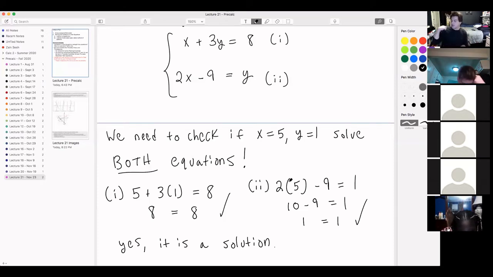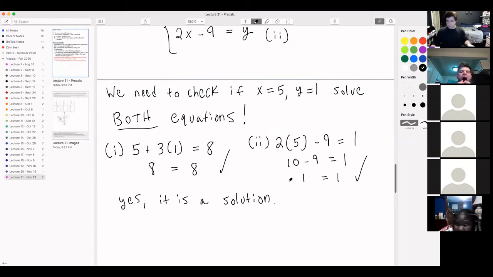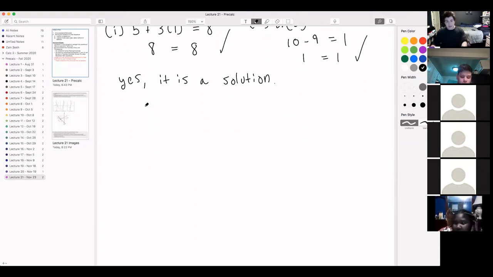Okay, good. Now we're gonna dive into, given a system, how can we find the solutions, okay? What are some methods at our disposal? So the next heading will be just that, methods of solving a system of equations.